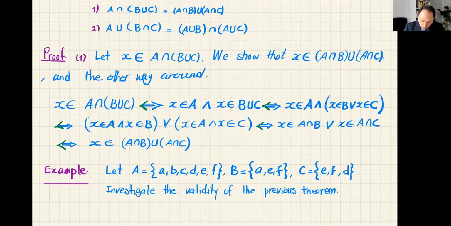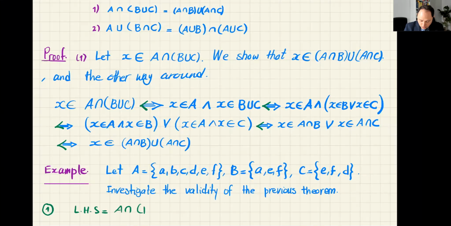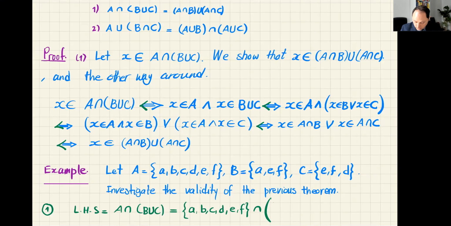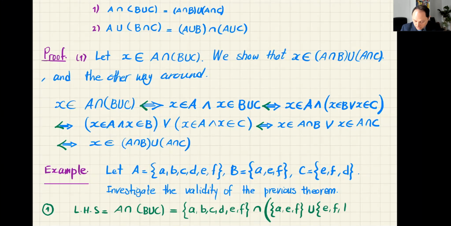if I want to solve number one, for example, number two, you can do it as an exercise yourself. So the left-hand side, which is A intersection B union C, you need to write it properly. So instead of set A, I plug what is given to me, and this is this set. And after that, you see after A, I have intersection, and then I have a pair of brackets. Inside the pair of brackets, I have B union C. So this becomes intersection. I have this pair of brackets. Instead of B, I put A, E, and F, and then I union it with E, F, and D.